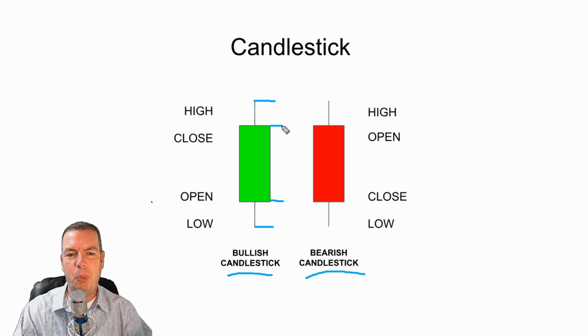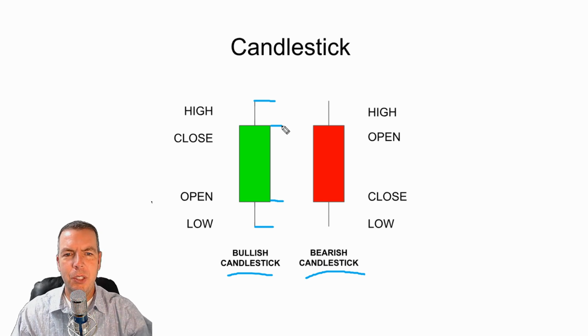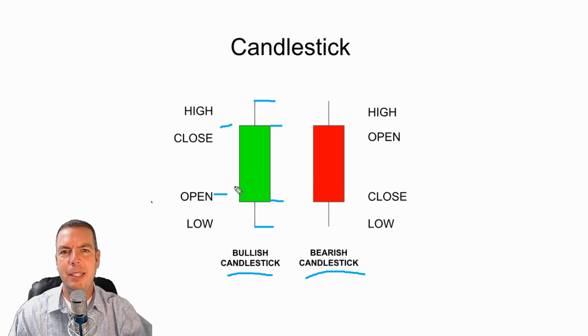So what makes a bullish candlestick? When we're looking at a bullish candlestick, we have the open and the close, and that close is higher than the open. That's basically all it is. That makes a bullish candlestick. So anytime that close is higher than the open, that candlestick is a bullish candlestick.